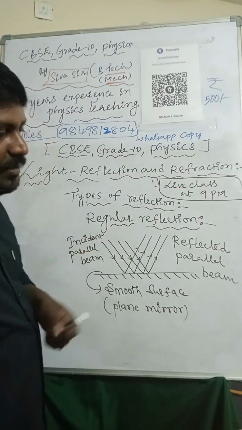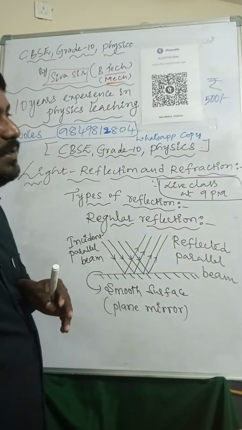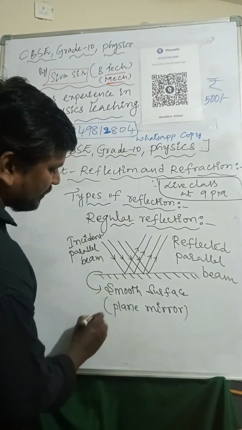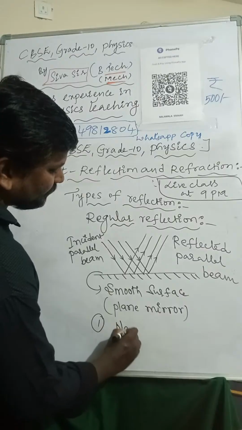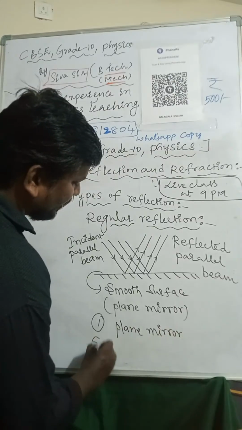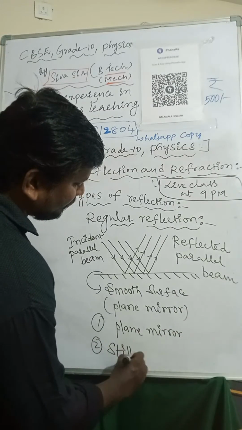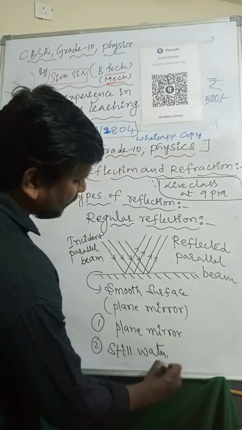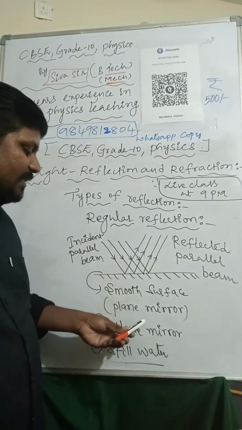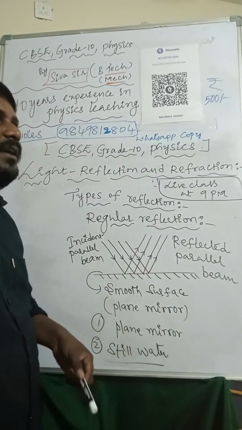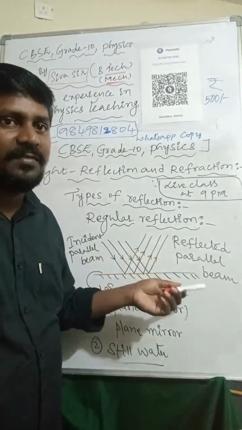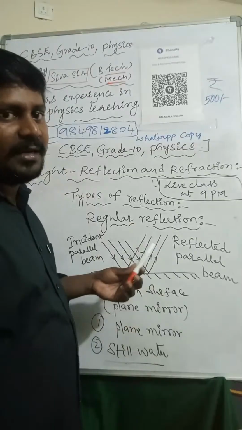Regular reflection takes place on a highly polished smooth surface like a mirror. So regular reflection takes place on a plane mirror, and the second one you can consider still water, which acts as a smooth surface. Definitely they will ask about the difference between regular and irregular reflection, and where exactly each happens.